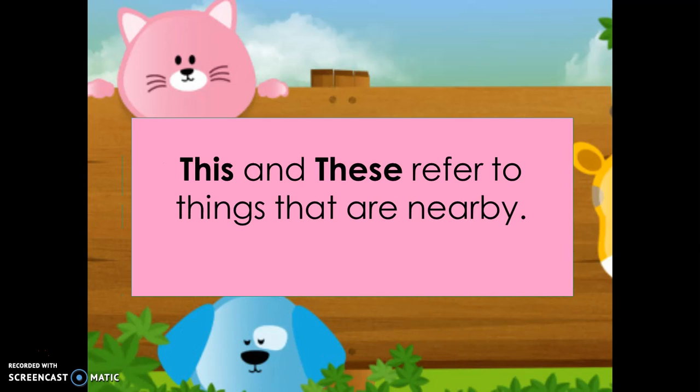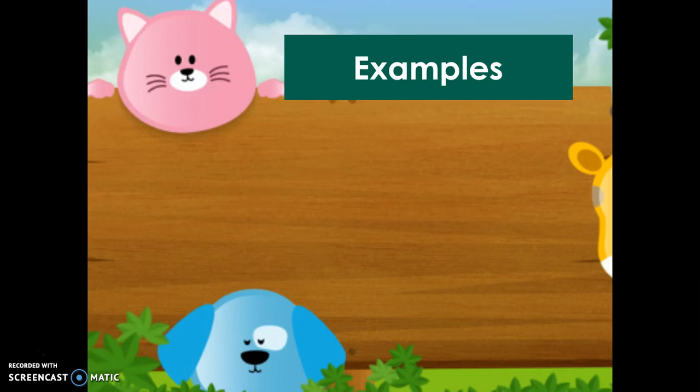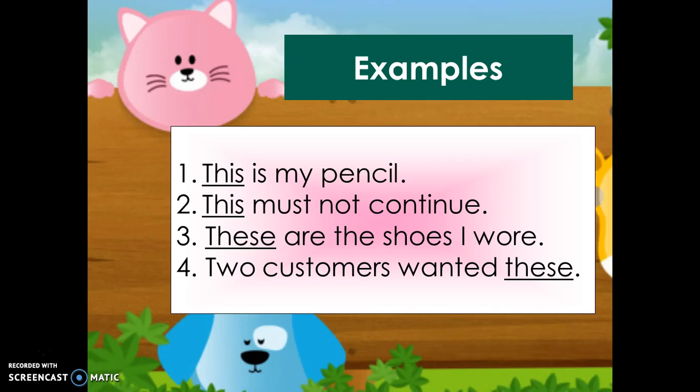This and these refer to things that are nearby. Examples: This is my pencil. This must not continue. These are shoes I wore. Two customers wanted this.